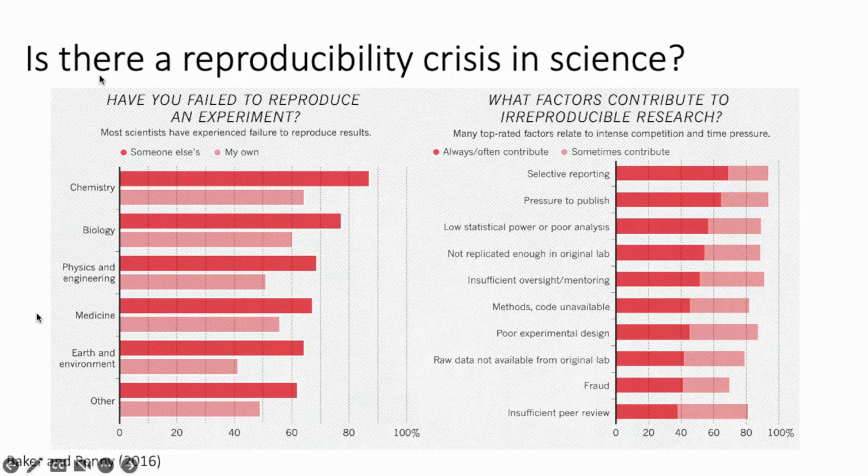These days, it's much better if whatever can be made public is made public, including code. Poor experimental design, that raw data is not available from the original lab. Fraud in some cases. I don't think this is, this is a perception, right? I don't think fraud is that common as people perceive it to be, but many of them do think fraud. And also insufficient peer review.